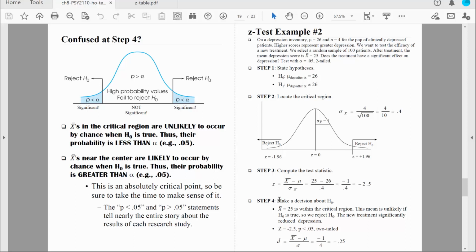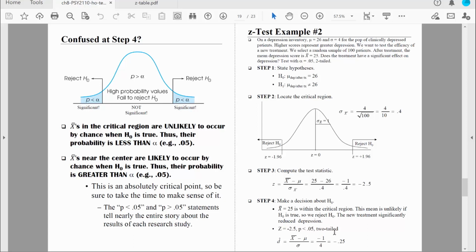Now we need to summarize how this statistical test would appear in a journal article. When we computed the test, we found a z-value of negative 2.5. So we start off by saying z equals negative 2.5. Then we need to say something about the probability of finding that result just by chance. And the probability of finding that result just by chance is very small. So we say p less than 0.05 based on a two-tailed test.